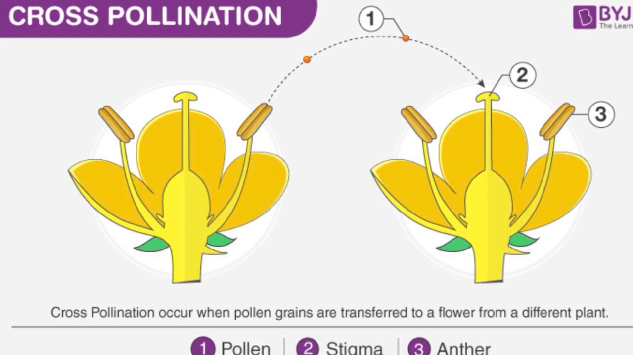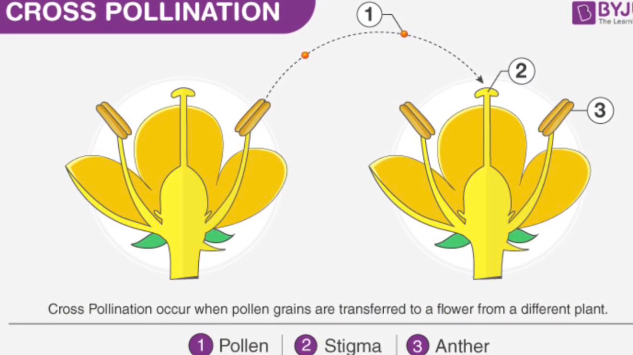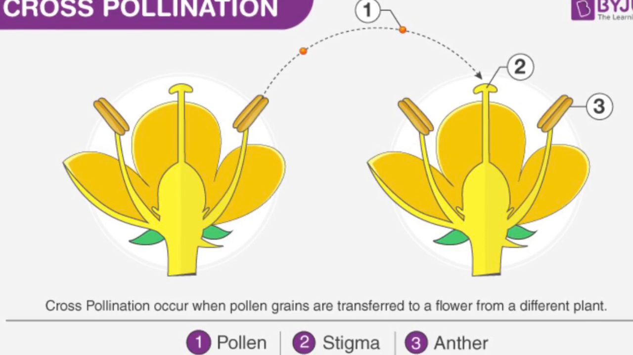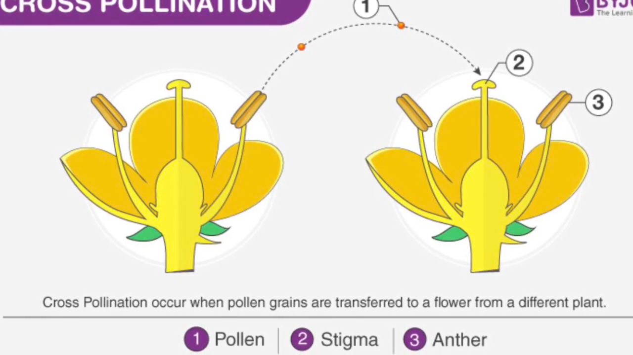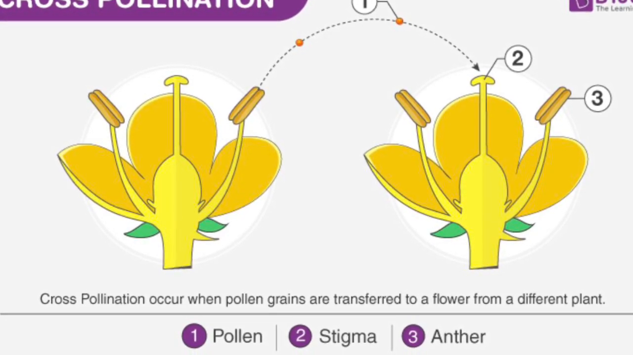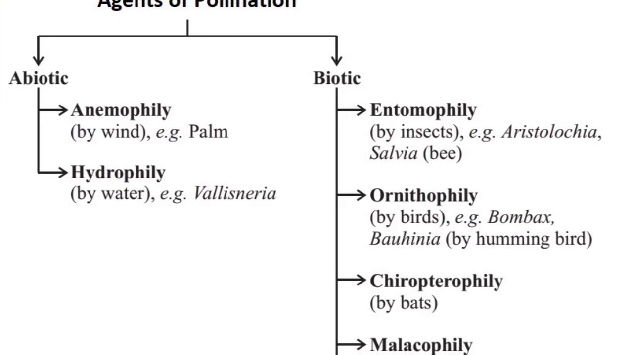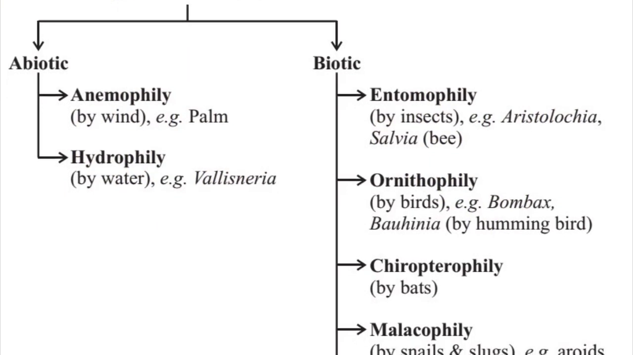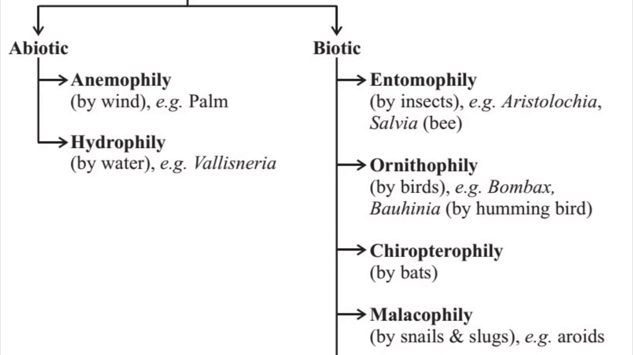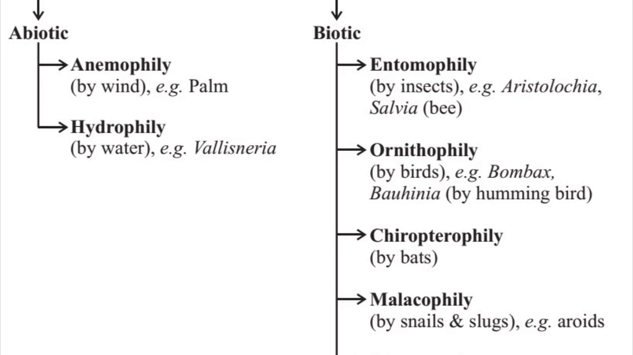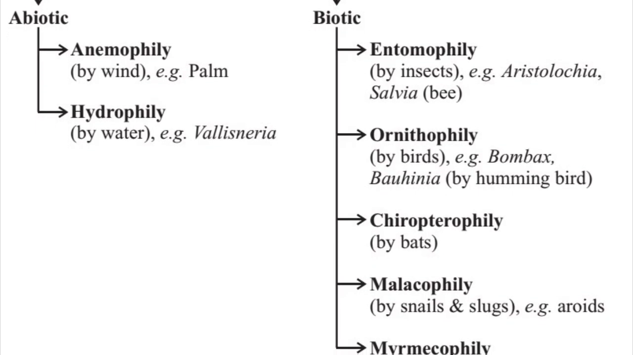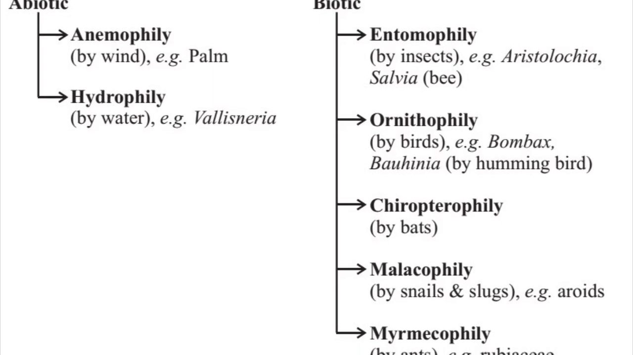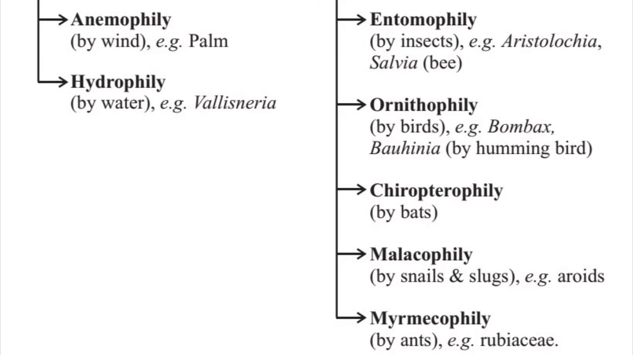Cross-pollination is the main kind of pollination we see. Cross-pollination occurs when the pollen grains are transferred to the flower from a different plant. There are two different types of agents of cross-pollination, abiotic and biotic. In abiotic pollination, we look at anemophily, pollination by wind, and hydrophily, pollination by water.